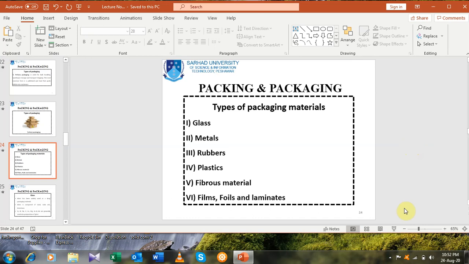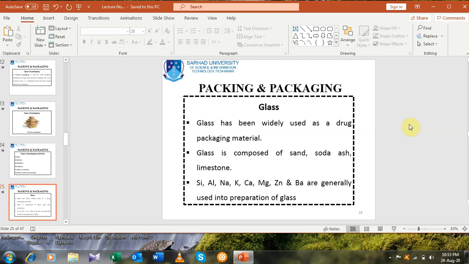After that, we will discuss in detail different types of the packaging material. There are different types of packaging material used in the pharmaceutical industries while we are going to package the pharmaceutical products. Different types include glass, metals, rubber, plastics, fibrous material, films, foils, and laminates. These are used in the pharmaceutical industry for the packaging of pharmaceutical products.